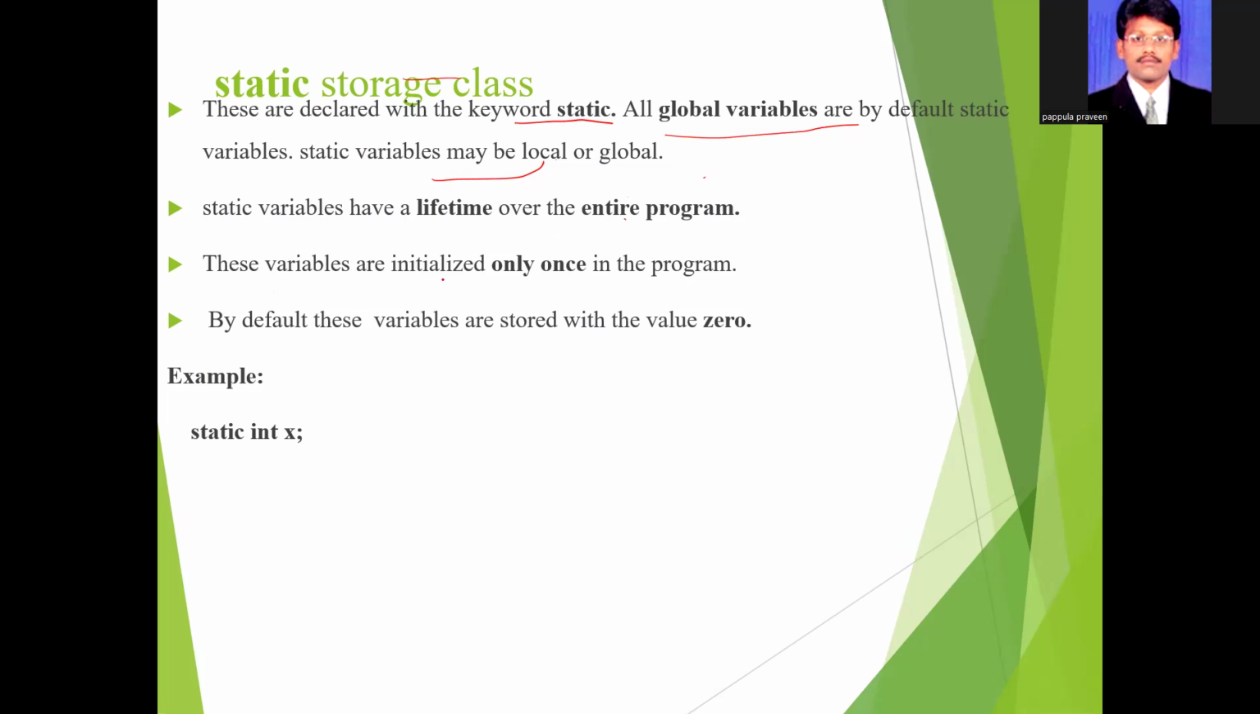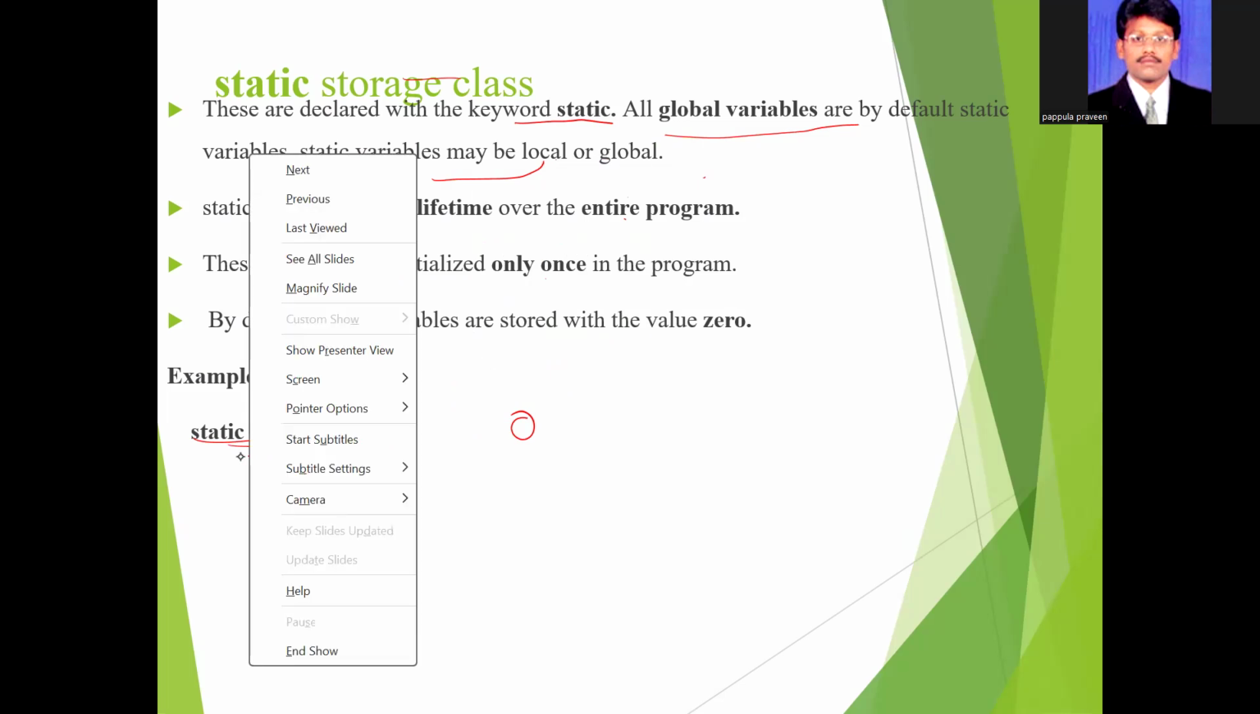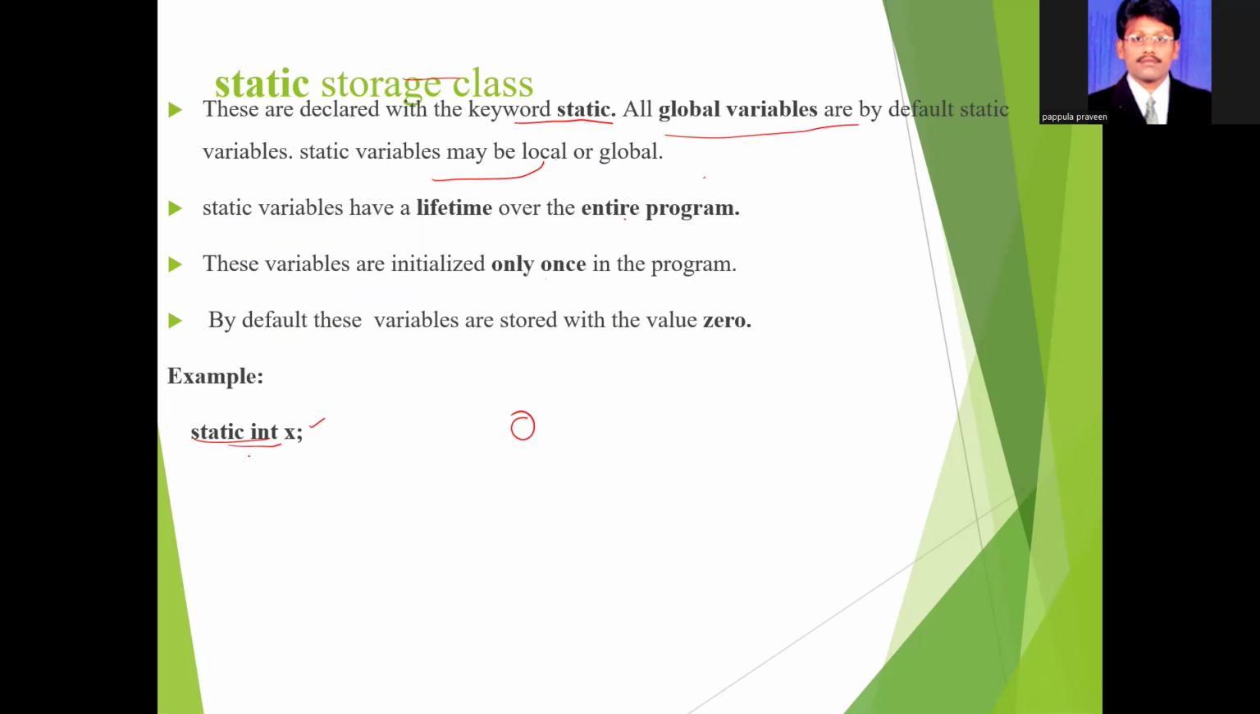Now, the lifetime is until the end of the program. These variables are initialized only once in the program. The default value stored is zero, but I want to take static int x. So what is the value of x? It will be zero, because zero is assigned by default. That is the advantage of using the static variable.